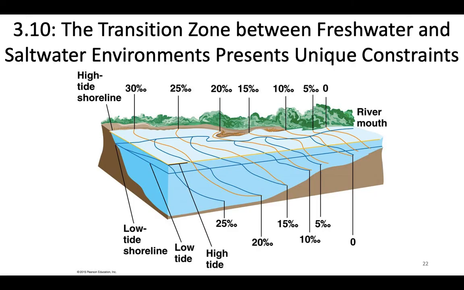So those are marine tidal environments. You can also have these areas called estuaries that are the transition zones between fresh and saltwater environments. And these present their own kind of unique constraints as well. So in an estuary, there's a vertical and a horizontal stratification of salinity from the river mouth to the estuary at high tide, which are the brown lines here, and then low tide, which are the blue lines.